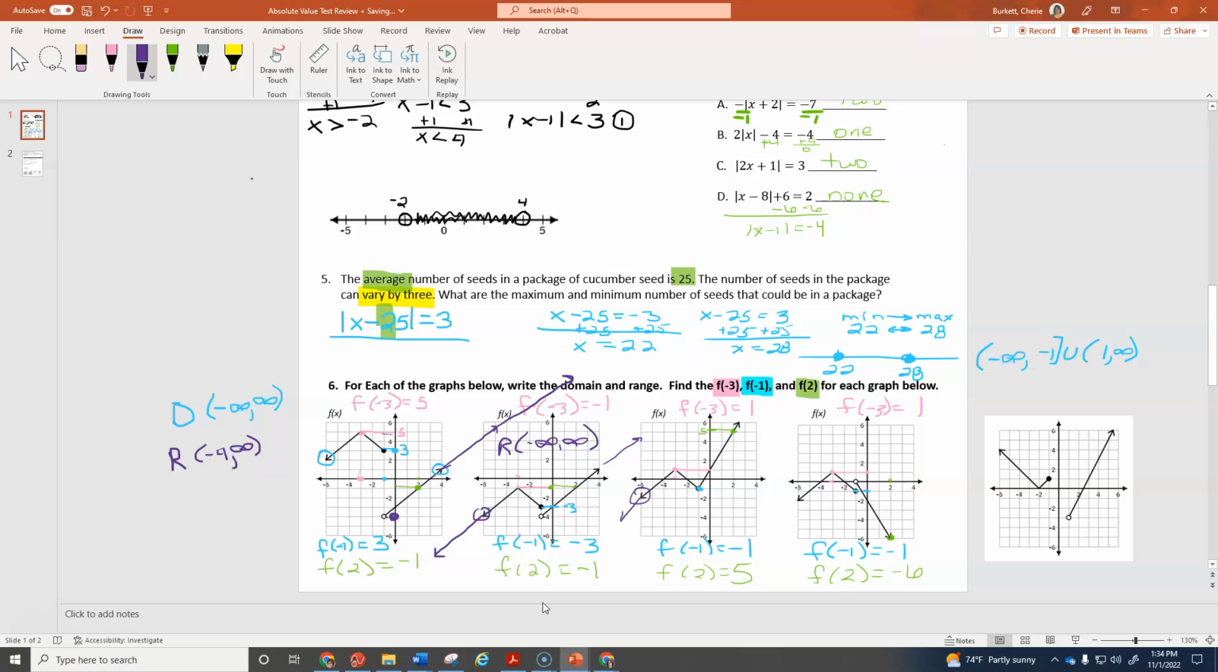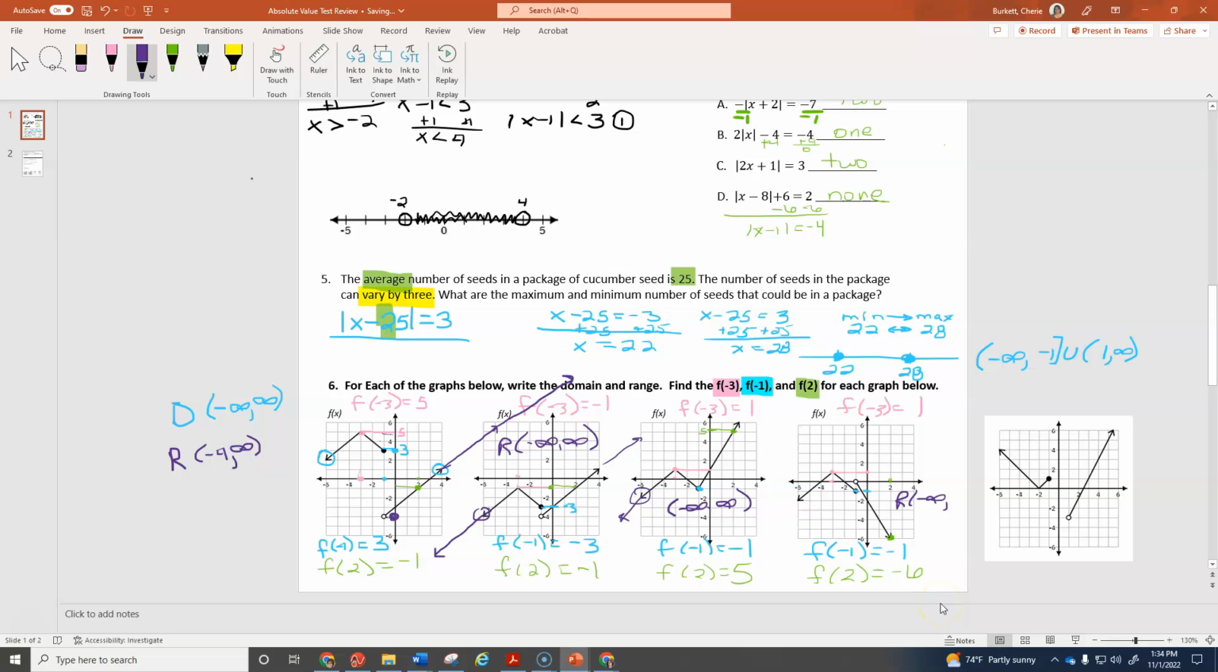The range of this one, same thing. You've got this arrow going down forever. You've got this arrow going up forever. So it's also negative infinity to positive infinity. And this one is different. We've got arrows going down on both ends. So that means that the range is definitely starting at negative infinity. And negative infinity is negative infinity. It doesn't matter whether it's this side or this side. They're both going to be down there forever.